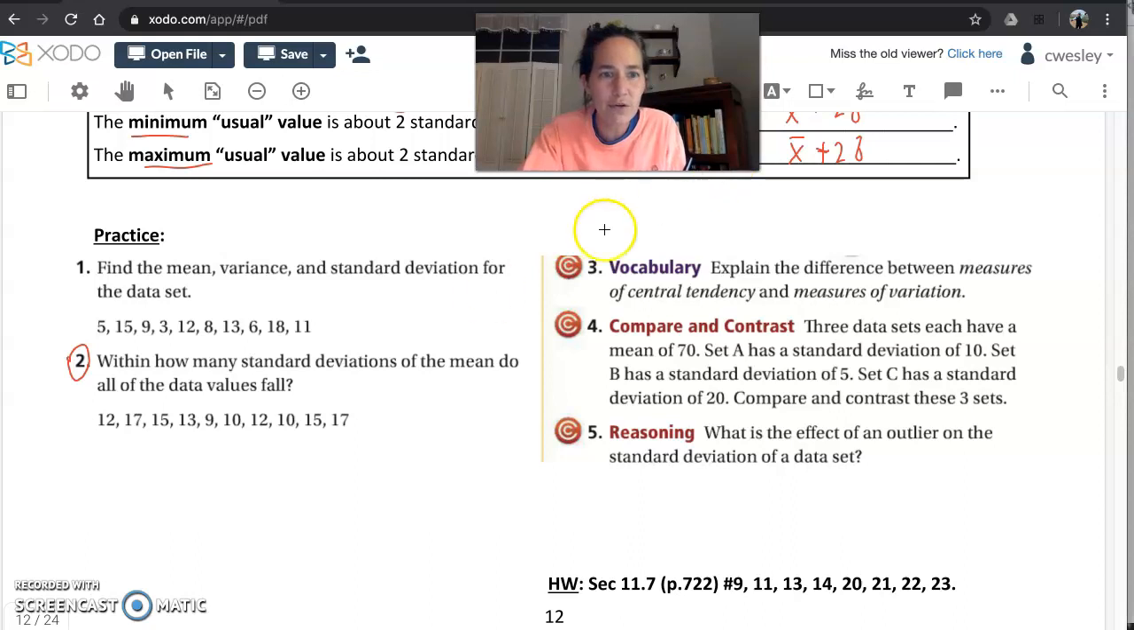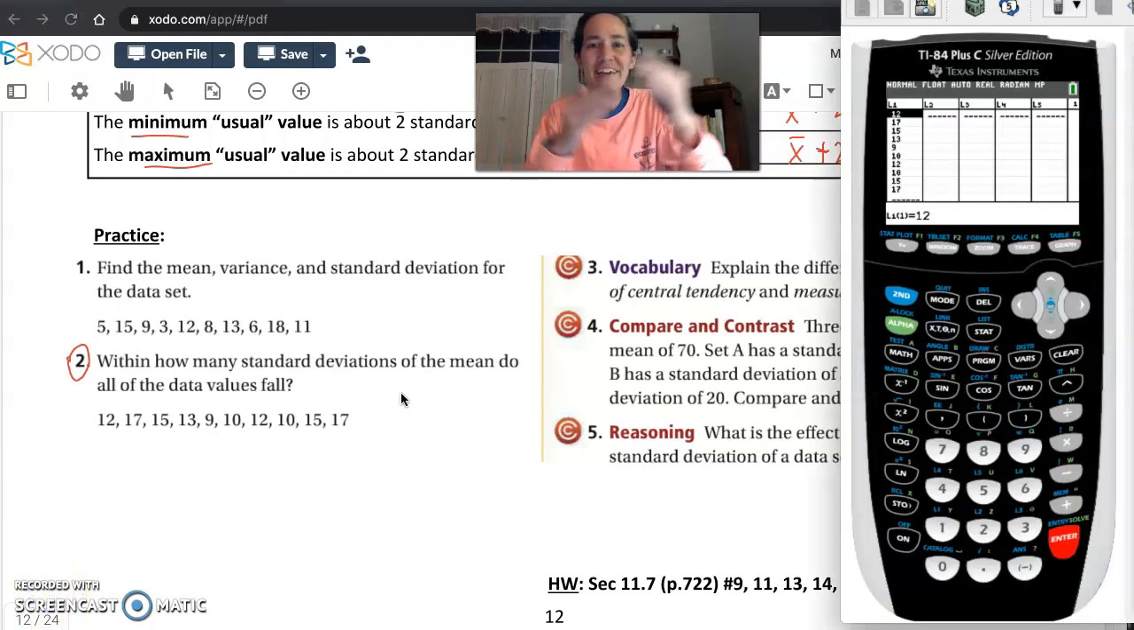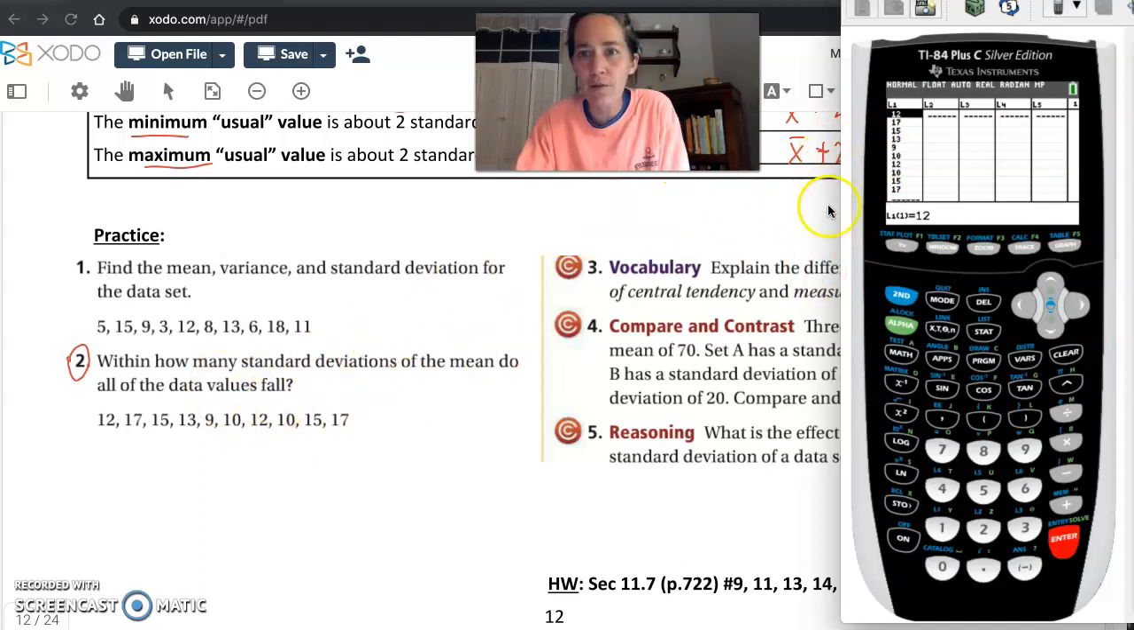You want to pause the video in a second and type in the values for number 2 into your L1, and then we can answer a very similar question to what we just tried. So I'm going to pause with you, so time out. Okay, time back in. And now what I've done in the meantime was enter carefully these values for number 2 into L1 on my calculator.